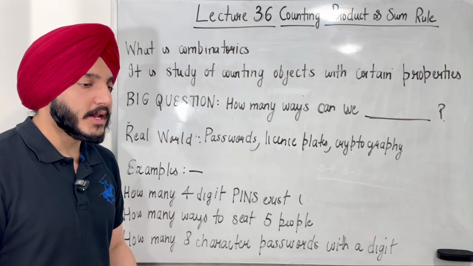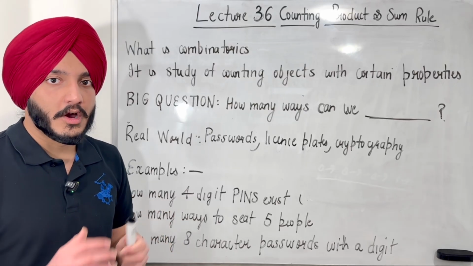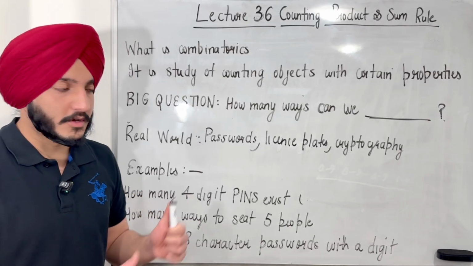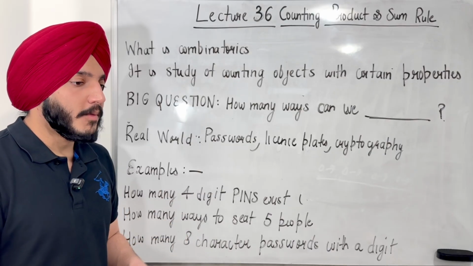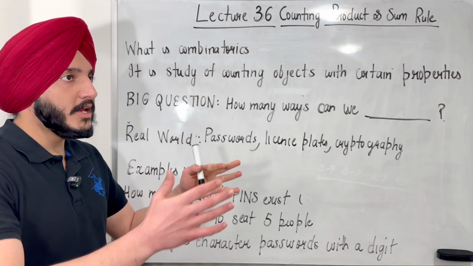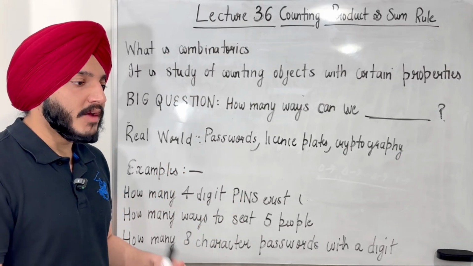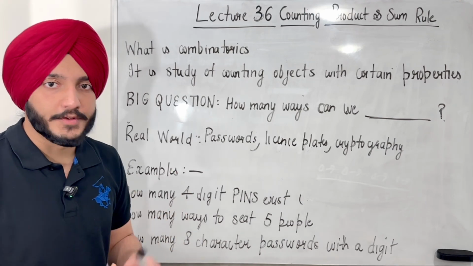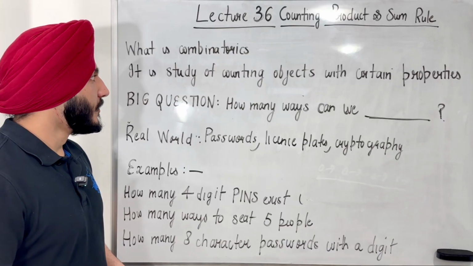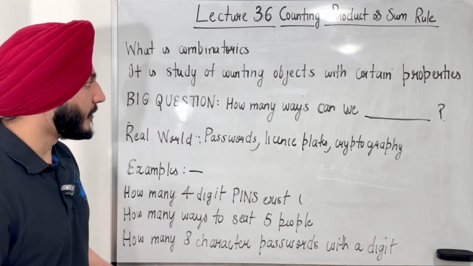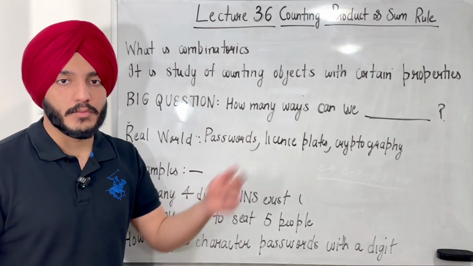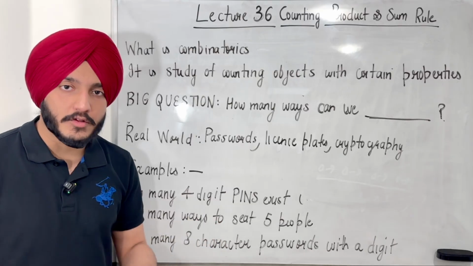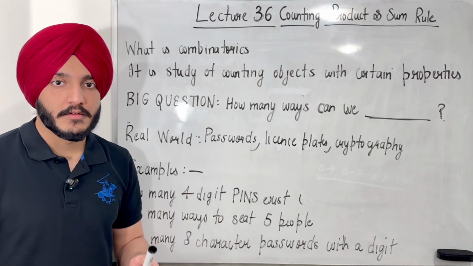The point is we are trying to figure out how many ways we can arrange something, or how many ways we can count something. This will all make sense when we look at a lot of examples later in the section and in the other videos. For now, we are trying to figure out how many possibilities there are. The way we figure it out is by finding some formulas or by multiplying numbers. So it is the study of counting objects with certain properties. The big question is how many ways can we do something, or how many ways can we make a password, or how many ways can we make a number plate, stuff like that.